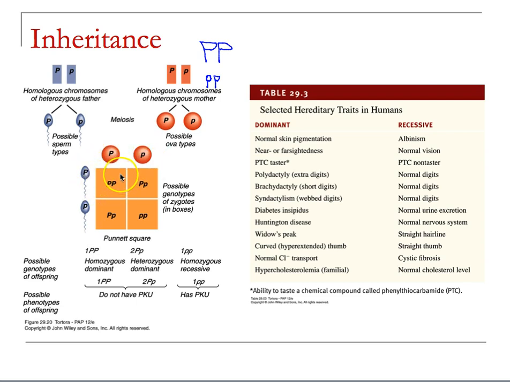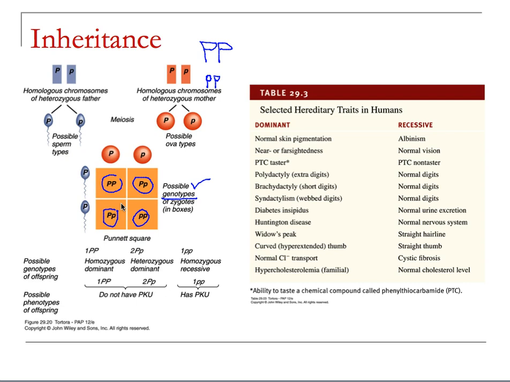Large P ends up in this quadrant here. Large P, small p ends up in this quadrant here. Large P, small p ends up in this quadrant here. And then small p ends up here. And that means that inside the boxes, you're recording the possible genotypes. And you'll notice that there's always going to be possibly 4, because you have 2 possibilities here by 2 possibilities there, meaning you have 4 possibilities here.